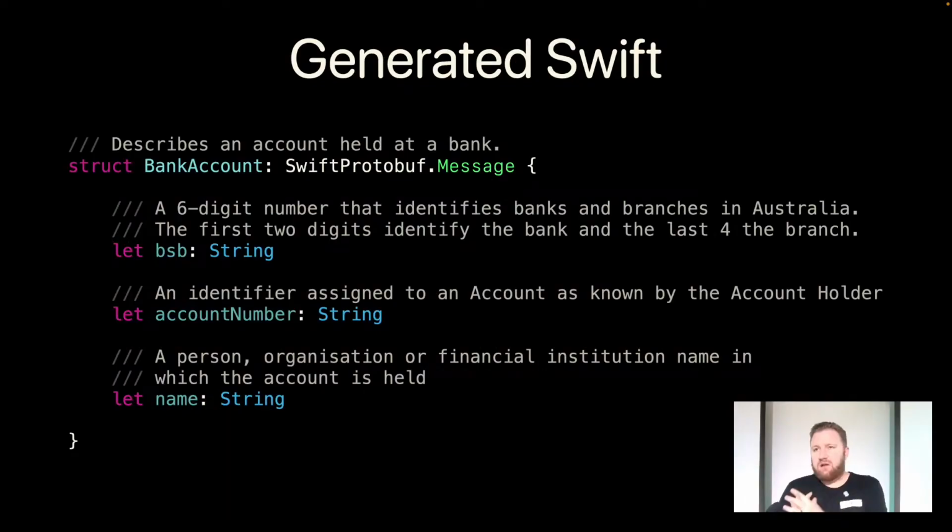So what does the generated code look like? More or less exactly like you would expect. It generates a struct that conforms to the message type. It has 3 properties inside there that all look like strings.